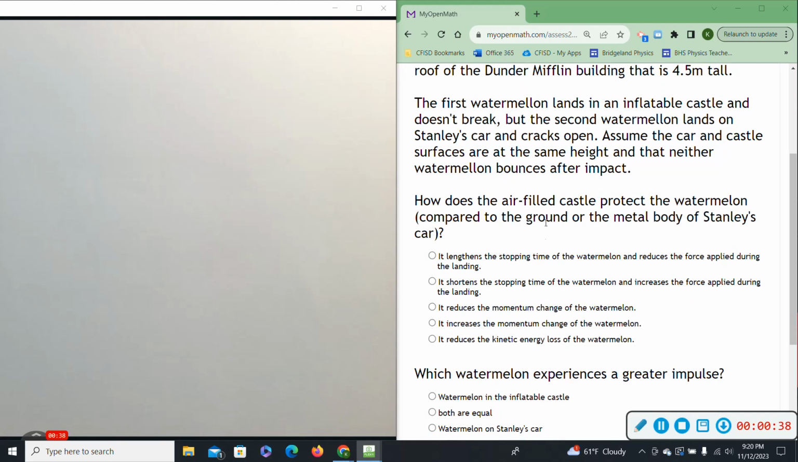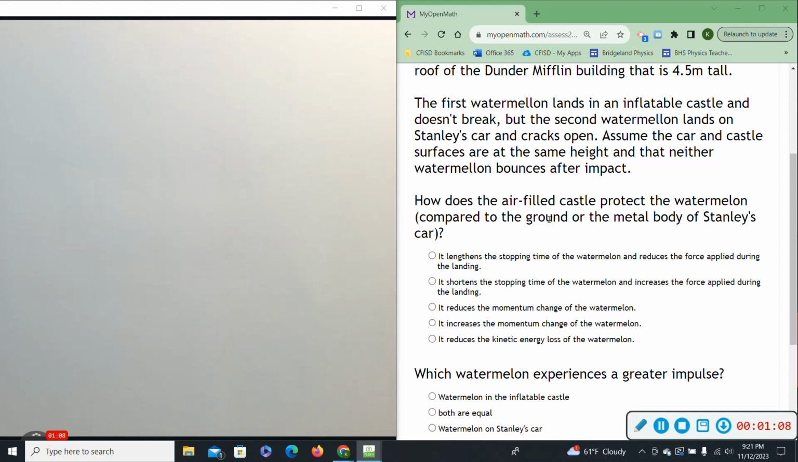And so here you're looking at the difference in the type of surface that this watermelon is contacting upon impact. With something like a bouncy castle, an inflatable castle, there's some give to it, kind of like an airbag in a car crash. We've talked about that example quite a bit, hitting something that has give to it versus hitting something that is very rigid. Both of these watermelons have the same mass.